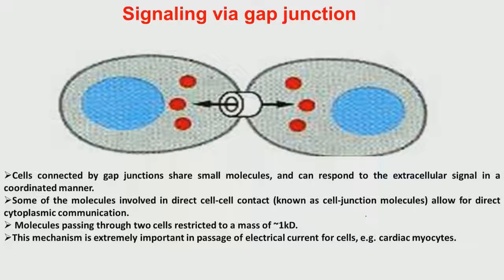The other one, signaling via gap junctions, is more useful for tightly spaced cells, like endothelial cells or cells in the epithelium. These cells are very tightly spaced, and there the signaling molecules can simply be transported from one cell to another cell via the gap junctions here.